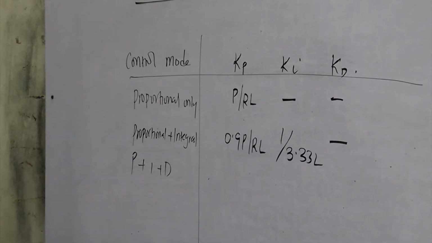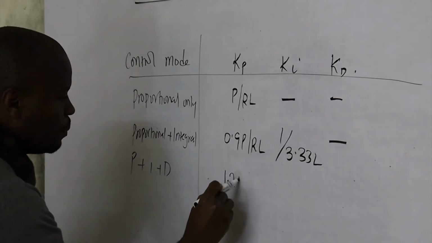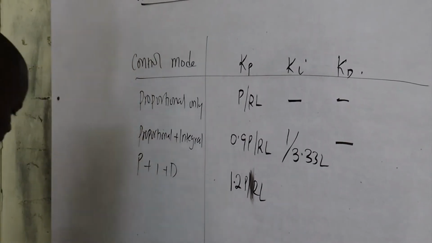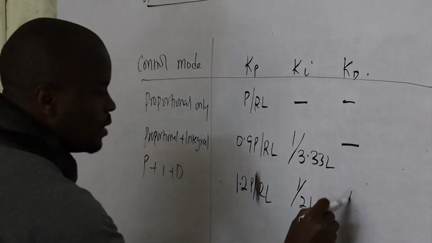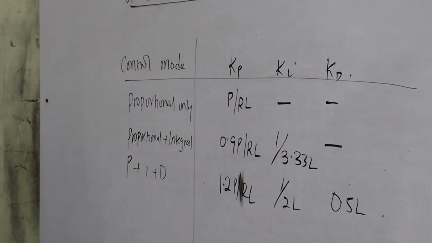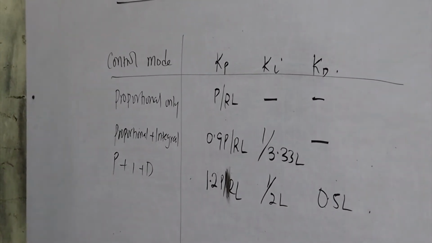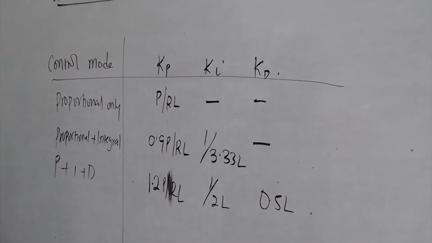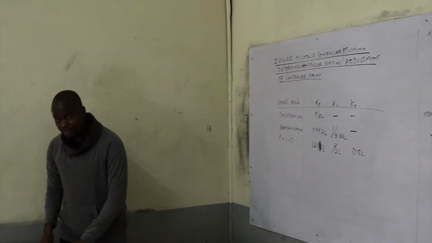Then for the full PID, Kp will be given by 1.2P over RL, then here 1 over 2L, and here we'll have 0.5L. Those are the empirical formulas that you can use in order to determine the controller settings, or adjust to get the best control, by use of the process reaction curve.